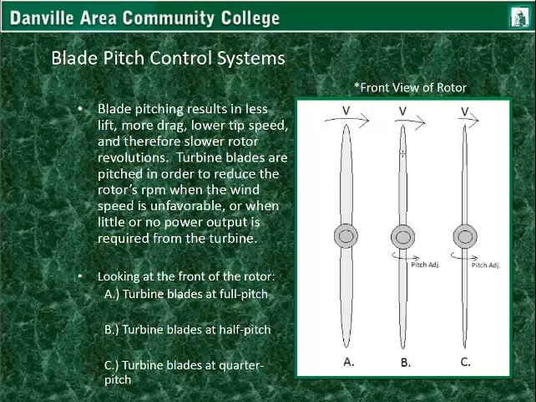As the pitch is adjusted, the surface area of the blade that the wind comes into contact with is decreased. This lowers the torque on the blade and decreases the velocity of the rotor. As it's pitched even more, the surface area decreases again, and the velocity would decrease also.